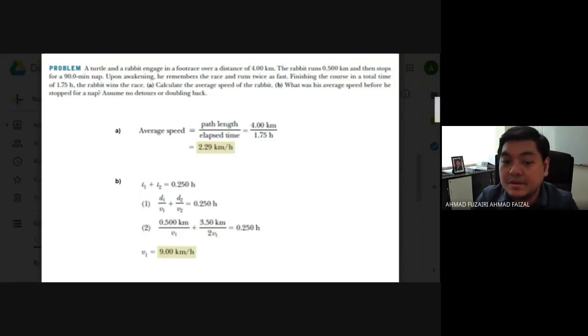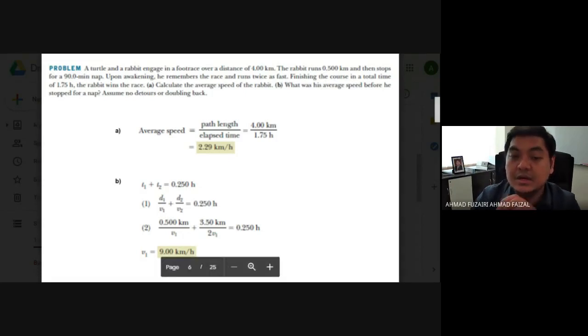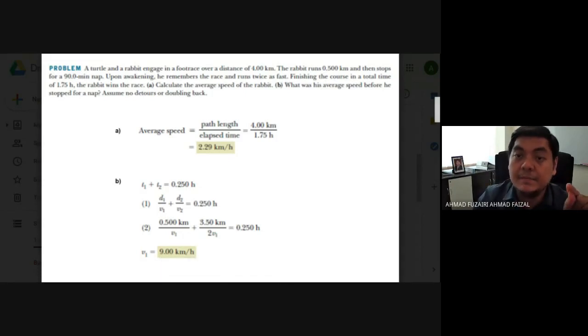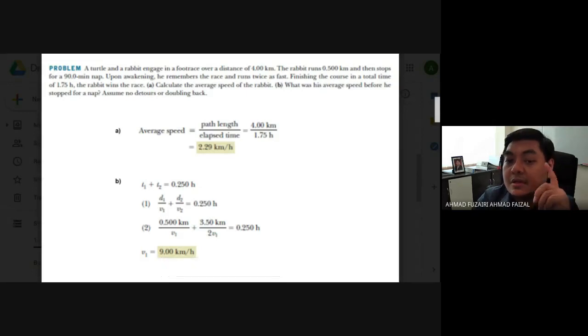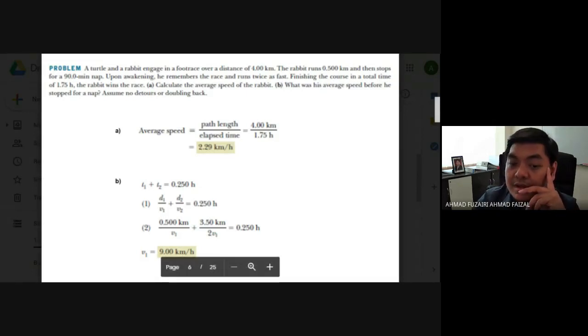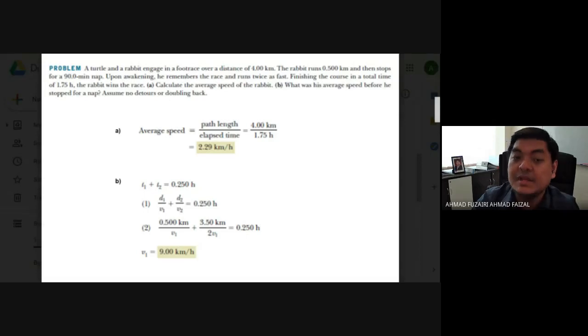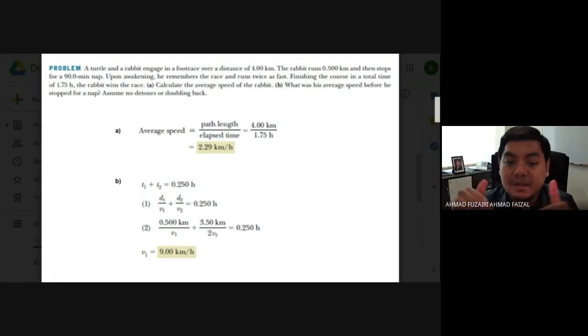Okay, T2 tu 3.5 kilometers. And of course, V1 ialah V sebelum, masa 0.5 kilometer, and the rest of the kilometer dia run twice as fast. Twice as fast, so sebab tu dia buat dekat sini 2V1. Okay, 0.5 divided by V. Kenapa kita guna D per V ni? Dia sebenarnya daripada equation V bahagi equivalent to D bahagi dengan T, displacement bahagi dengan time, ataupun distance bahagi dengan time.